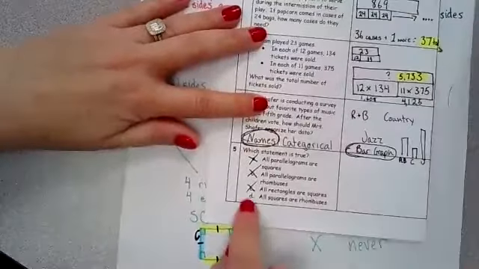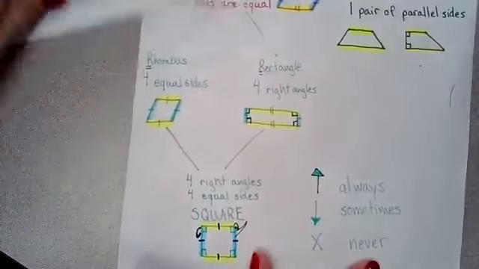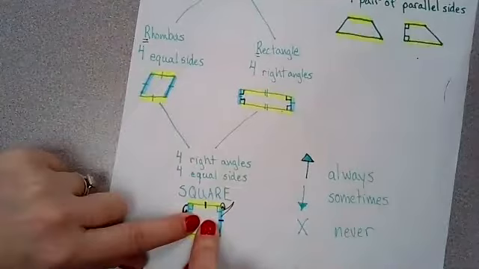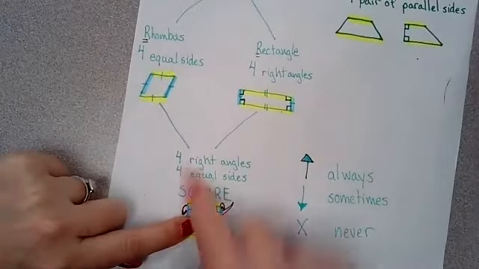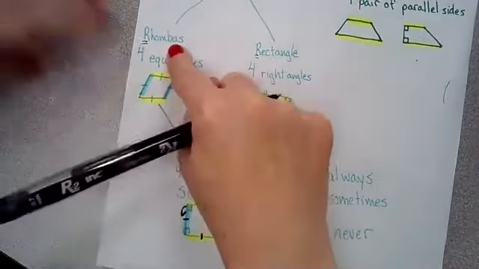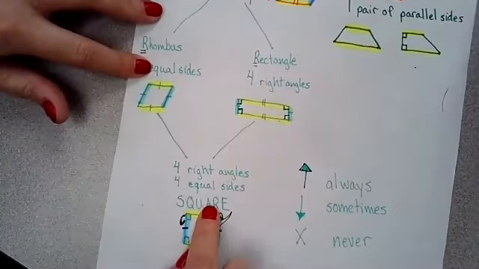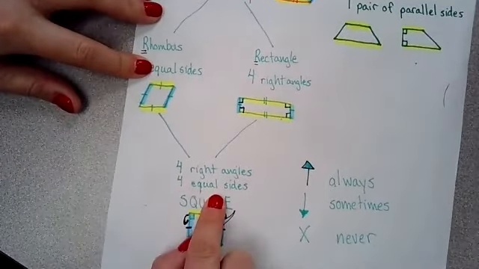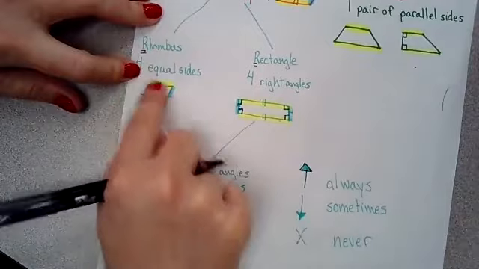And then here, are all squares rhombuses? A square is always going to be the things above it. So a square is always a rhombus because a square is always going to have 4 equal sides and a rhombus is always going to have 4 equal sides. So that is our pick.